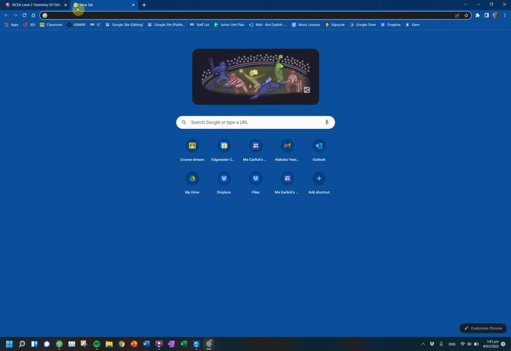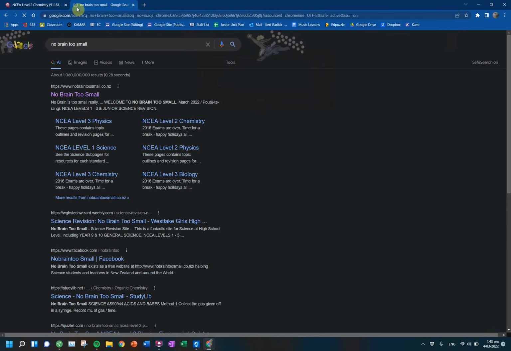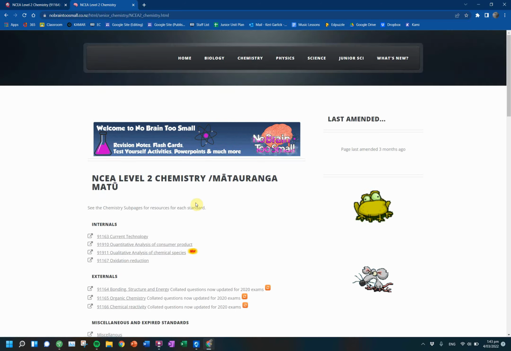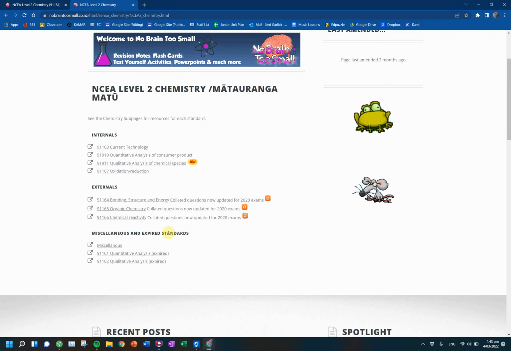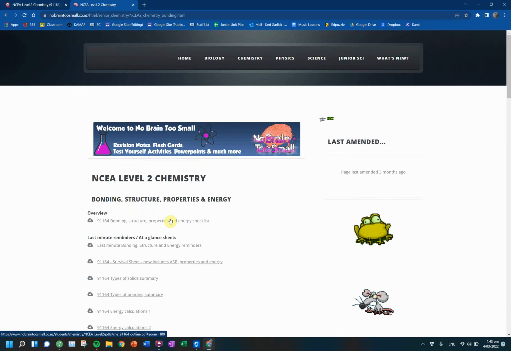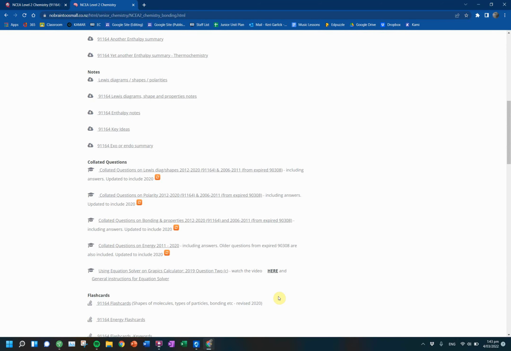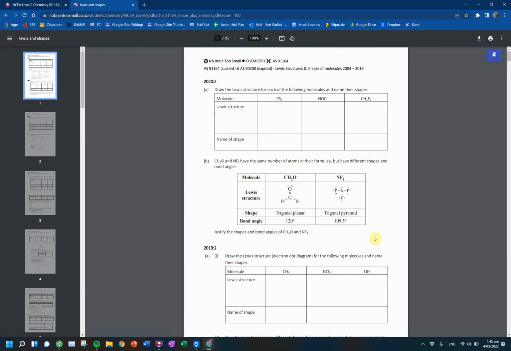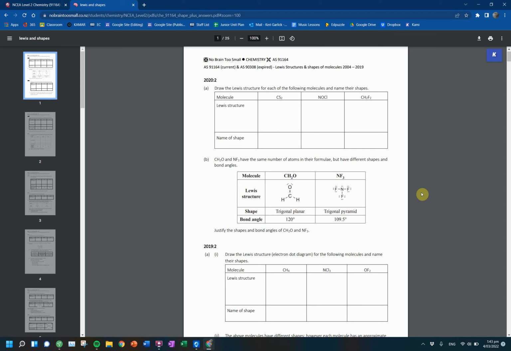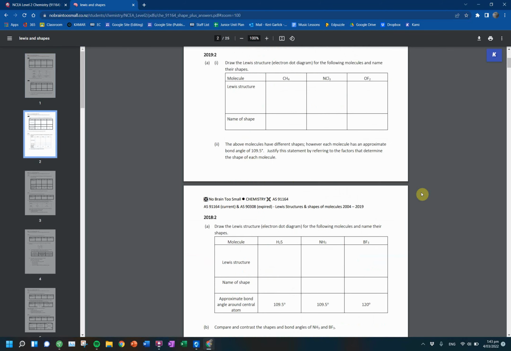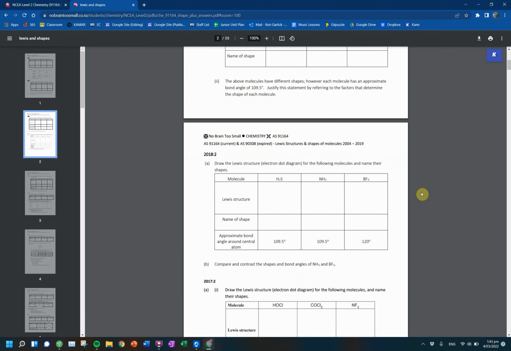The other thing I want to do is go to No Brain Too Small and just show you some different versions of how they ask that question, because they can do some really funny things and I don't want you to be thrown off if they do something funny. So if we go to the collated questions on Lewis structures and shapes, you can see the variety of how they ask that question. There's one in particular that I had in mind I wanted to show you.